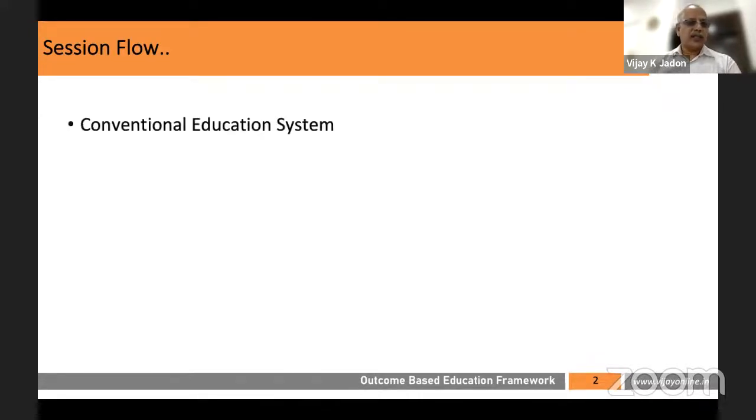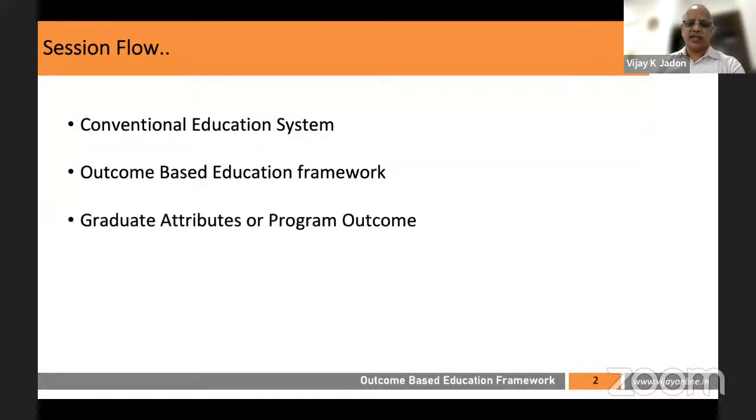The flow of this session will first touch upon the conventional education system. Then we will discuss the outcome-based education framework and the new terms. They may be new for some of you, but I suppose some of you must be aware of these terms: graduate attributes and program outcome.